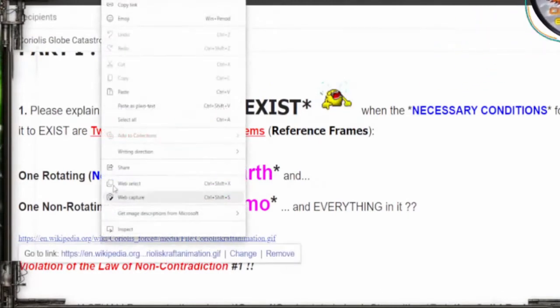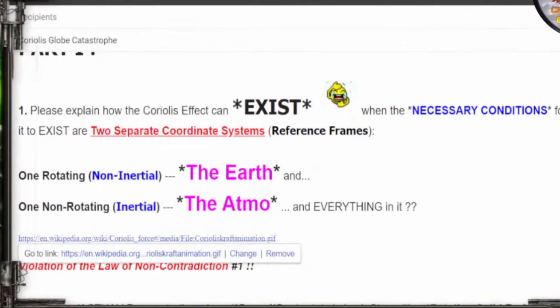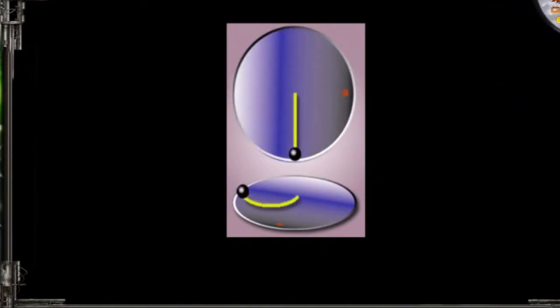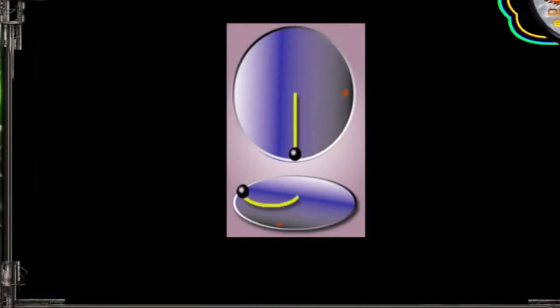If you go to your little wiki references, numpties, Globe Heretics, it's going to show you in visual form right here what the Coriolis effect is. Now, if you go down to the bottom, it has a little explanation. It says, in the inertial frame of reference, upper part of the picture, the black ball moves in a straight line. However, the observer in the red dot, who is standing in the rotating non-inertial reference frame, the lower part of the picture, you see what they do?